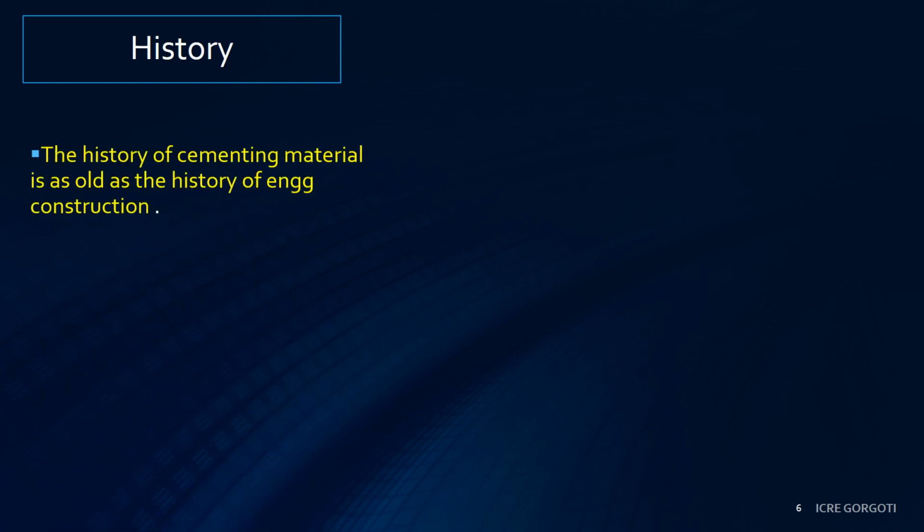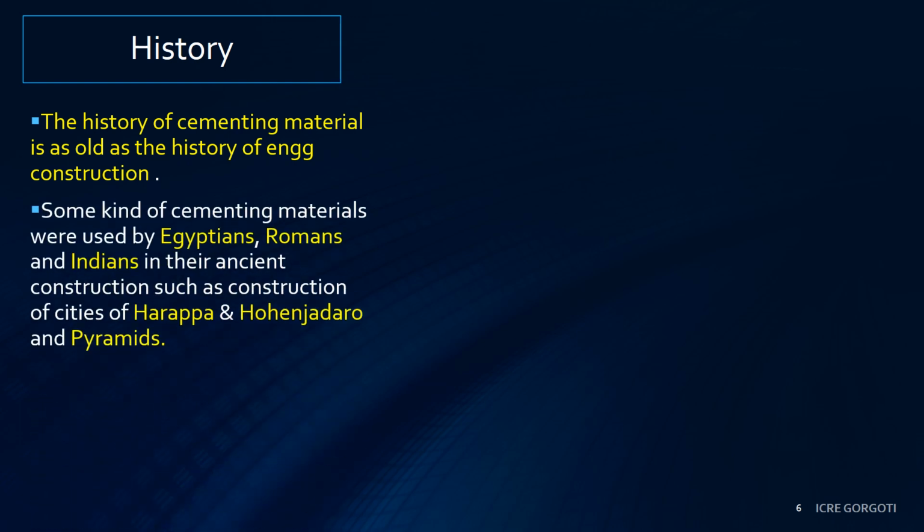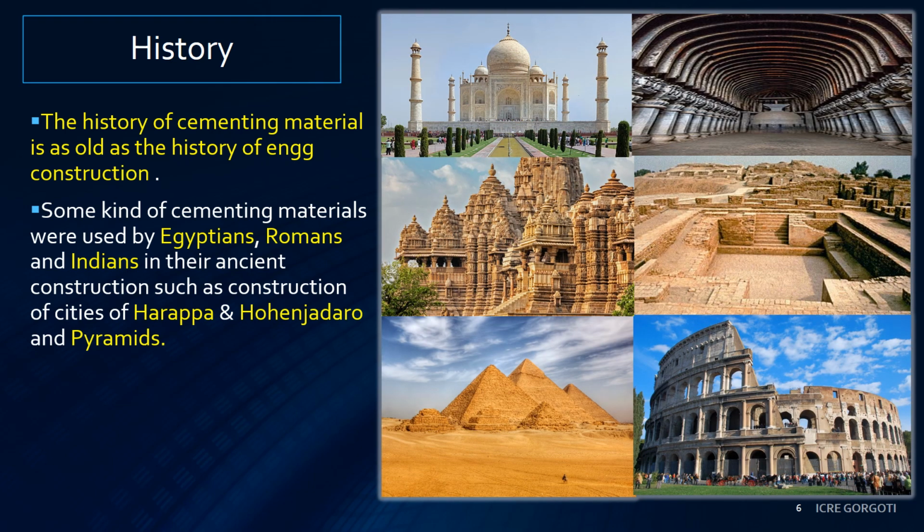The next point is history. The history of cementing material is as old as the history of engineering construction, when humans got knowledge about construction of shelters. From that time till date, various cementing materials have been discovered and modified too. Some kinds of cementing materials were used by Egyptians, Romans, and Indians in their ancient construction, such as the cities of Harappa and Mohenjo-daro and the pyramids.